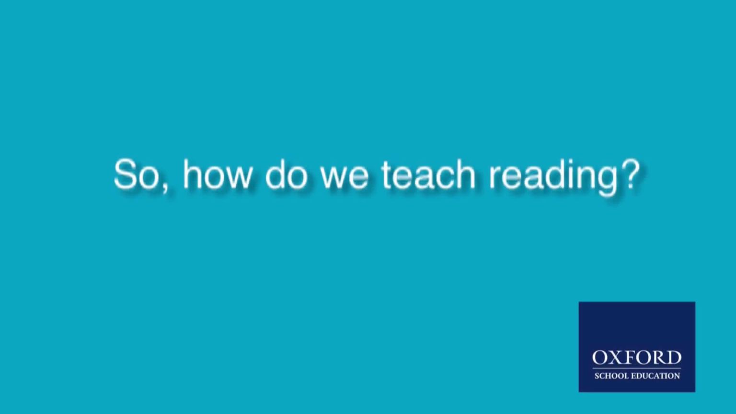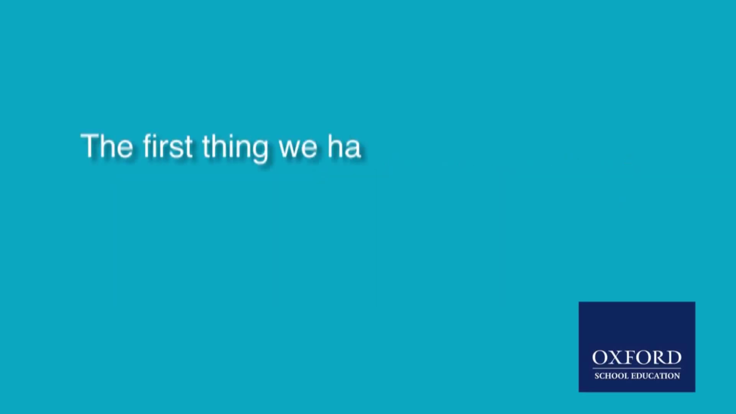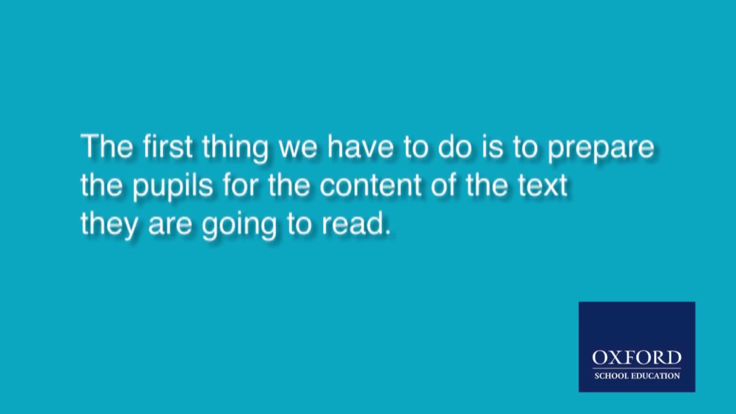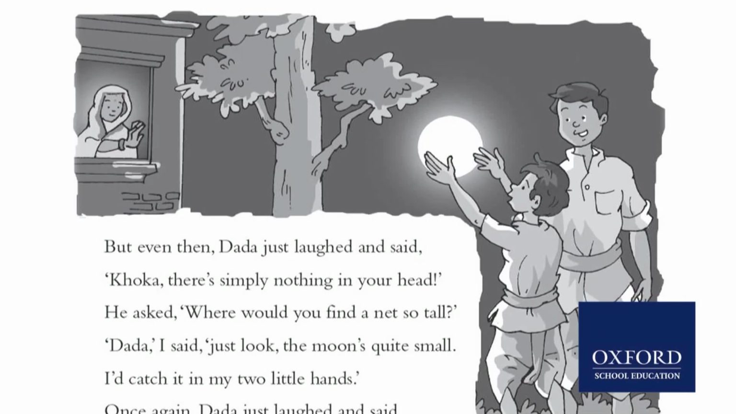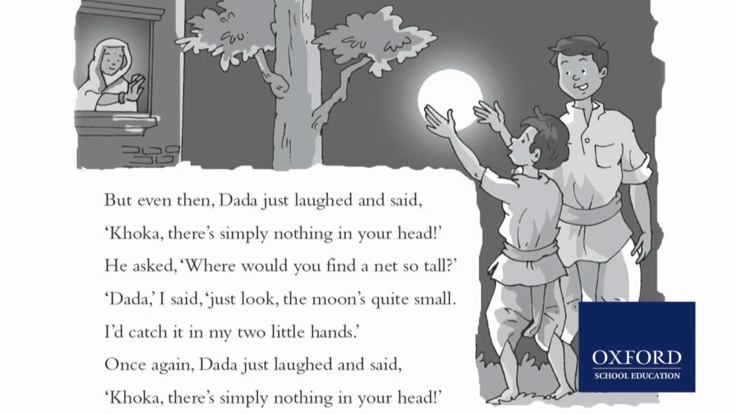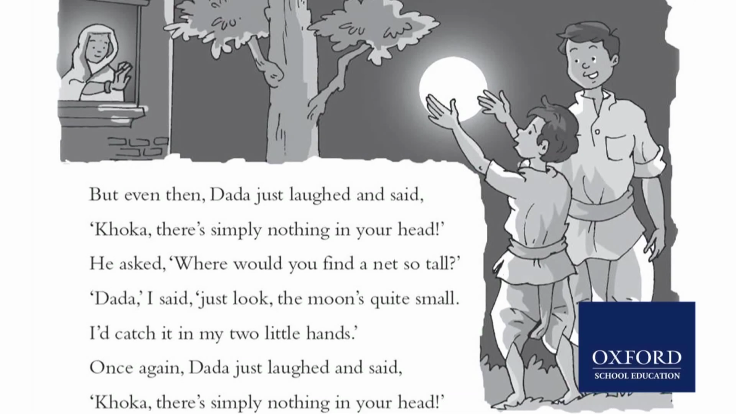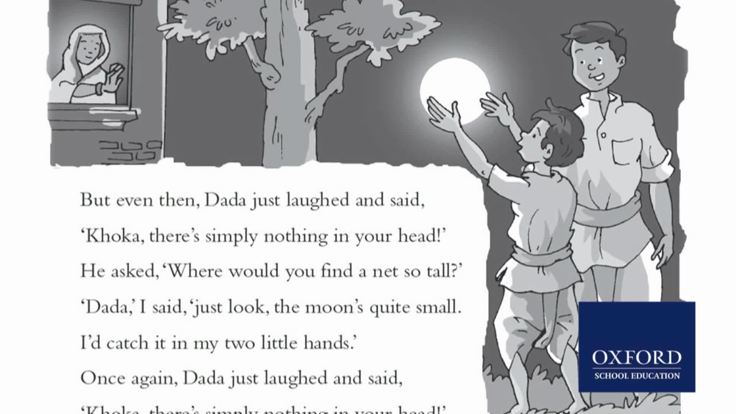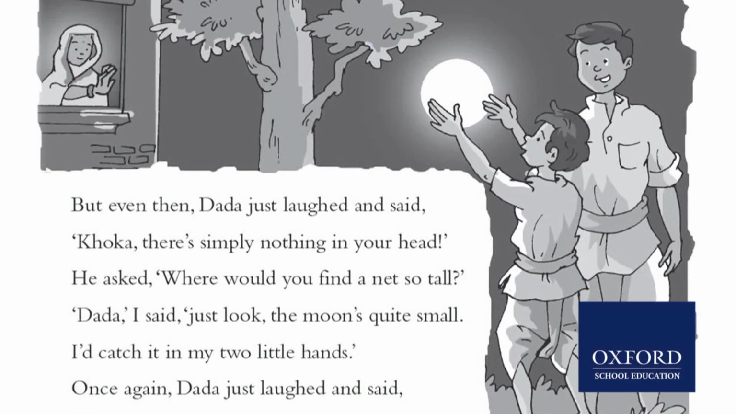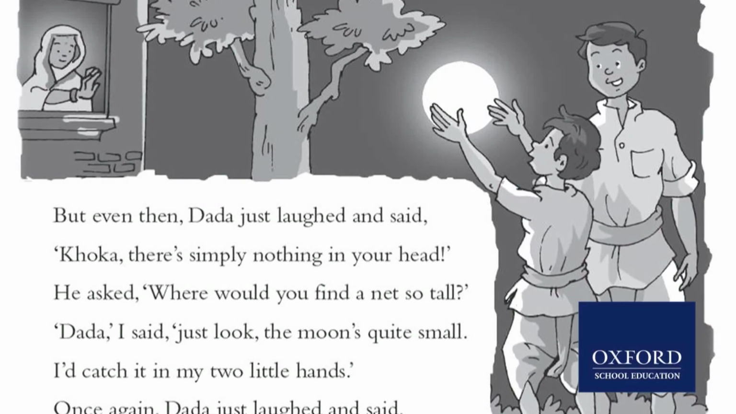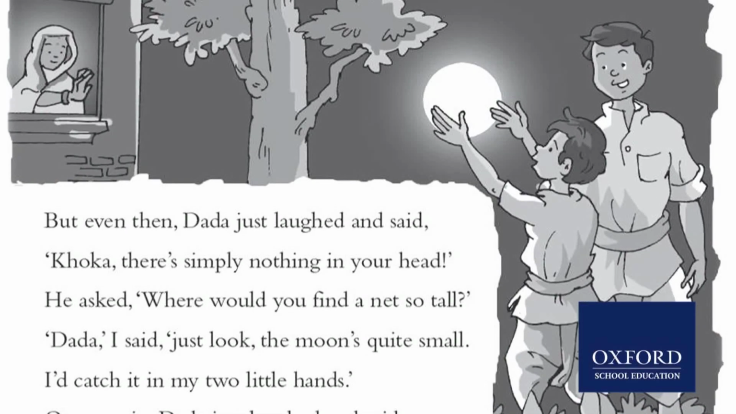So how do we teach reading? The first thing we have to do is prepare the children for the text they are going to read. In Oxford Gateway Reader 3, Lesson 17, there is a poem by Tagore. It involves a child who cannot understand why you cannot just catch the moon in your hands because it looks so small. It is very important to establish the idea of perspective, that something far away looks very small, but the same thing up close looks much bigger.